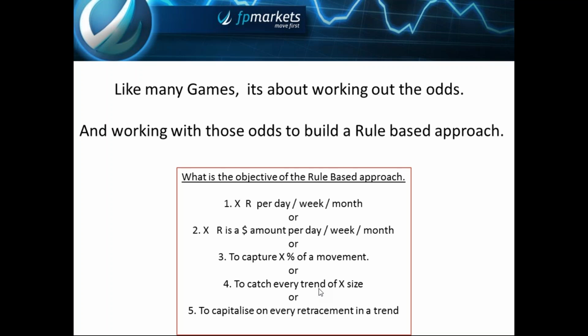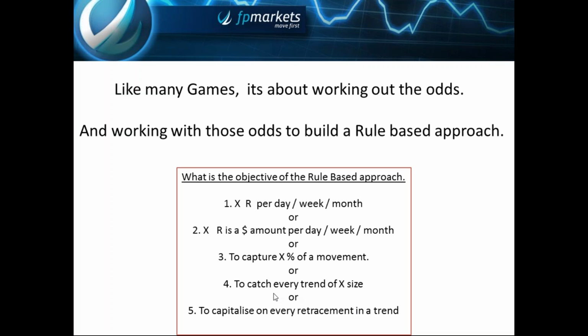And the fifth is to capitalize. Do we capitalize on every retracement in a trend? Some people, one of the homeworks came back only had the short trades marked, so clearly interested in the short side of the market. No issue with that at all.